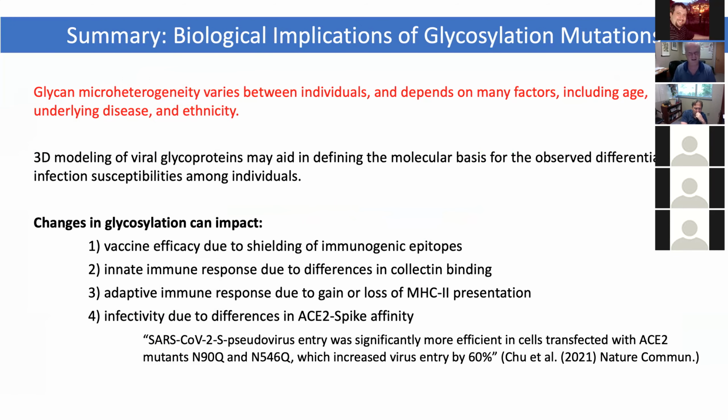So to conclude, what have we got? Well, microheterogeneity is going to turn out to be really important for understanding the differences in individual susceptibilities to infection and to infection by variants through breakout infections and that sort of thing. What did 3D modeling give us? Well, it helps to define the molecular basis for all of the biophysical observations. And you can think of now, what does glycosylation do? What are its roles, plural? It impacts vaccine efficacy. It impacts the innate immune response and the adaptive immune response, presumably, and infectivity due to differences in ACE2 spike affinity.